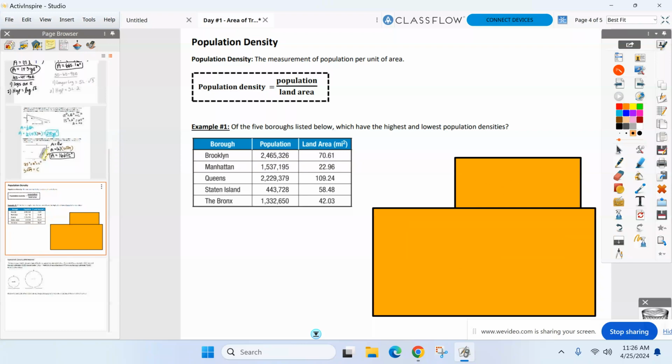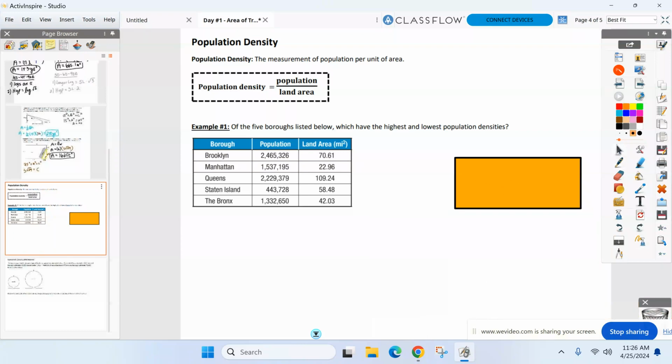So the best example I could find to introduce this to you is the 5 boroughs in New York City. I want to know which one has the highest and which one has the lowest population density. You can't just look at the table and say Queens has the biggest area, so it has the highest population density. Not necessarily. It depends on how many people you're packing in there. Let's calculate the population density for each of them. I'll start with Brooklyn, and then you can find the other 4 boroughs.